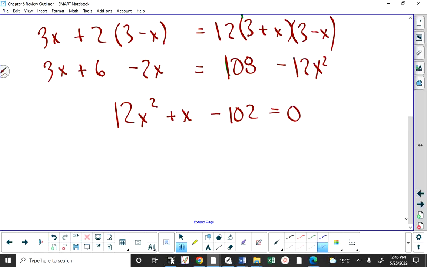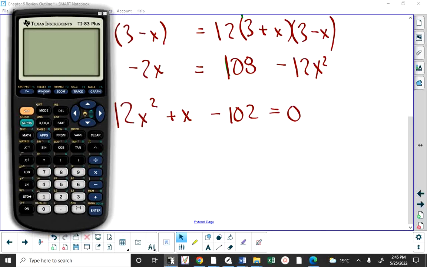But we might as well do a b squared minus 4ac thing. B squared, that would be 1 squared minus 4 times 12 times negative 106. I don't think so. No. Is it 102? Oh, it is. Thank you. Why did I have 106? Don't know. Yes, you're right. So you would have to solve that using the quadratic formula.